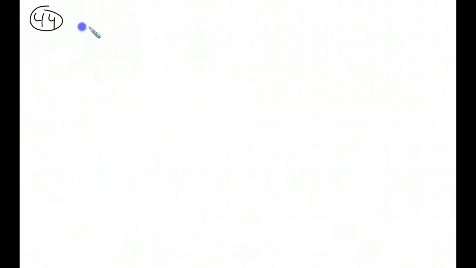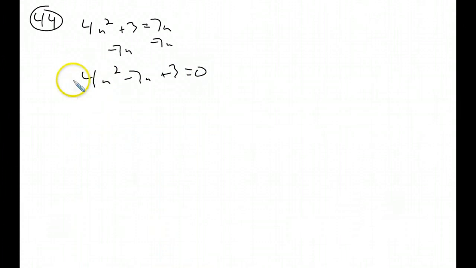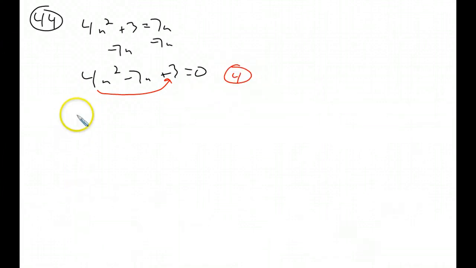44, we have 4n squared plus 3 equals 7n. I want this to be equal to 0, so I can actually factor this and solve it out. So I'm going to subtract 7n from both sides. So I have 4n squared minus 7n plus 3 equals 0. Notice I have a number in front of my n squared. So what I can do is take this number, multiply it by my last one, write it off to the side, and circle it. So my new equation that I'm going to factor is going to be n squared minus 7n plus 12 equals 0.